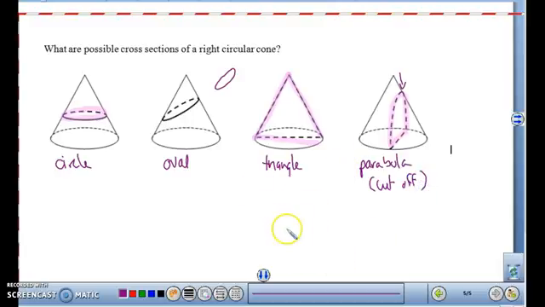So those are the different cross-sections that you can make. This is two-dimensional stuff, thinking in three dimensions, and backwards. So you have to be able to visualize what cross-sections are and what volumes of revolution are.